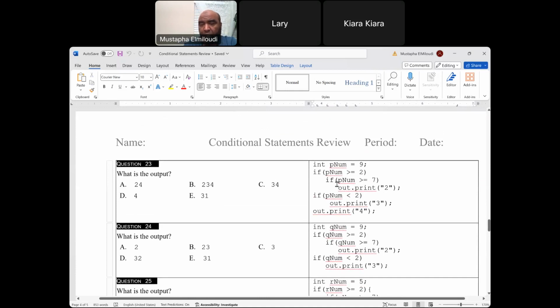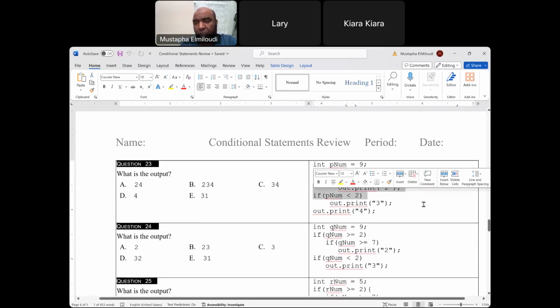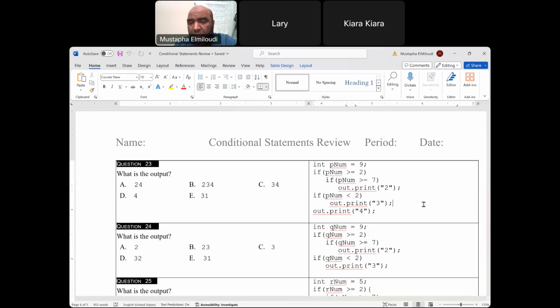Now here, can you see the if statements, there's nothing in between. So when you have if statements one after the other, with nothing in between, it's the same thing as an AND. It's like you are saying if pNum is higher or equal than 2 and higher or equal than 7, print 2. So are these two conditions true? Well, I know 9 is higher than 2 and higher than 7, so 2 will be printed.